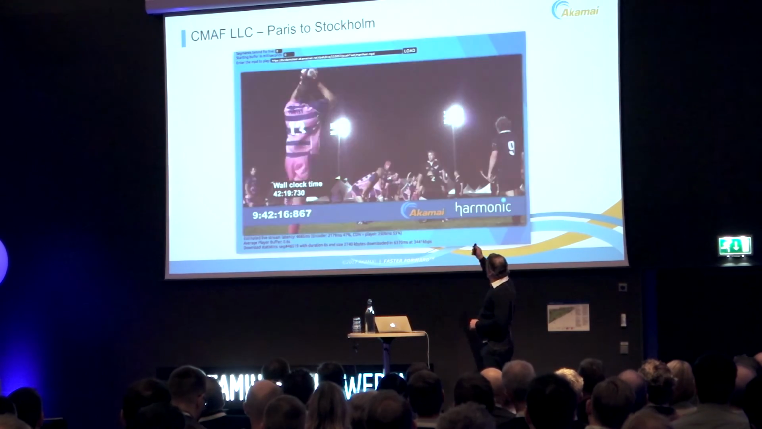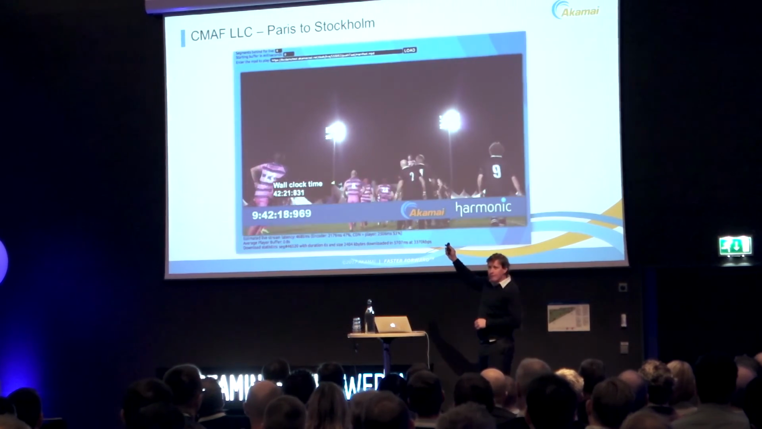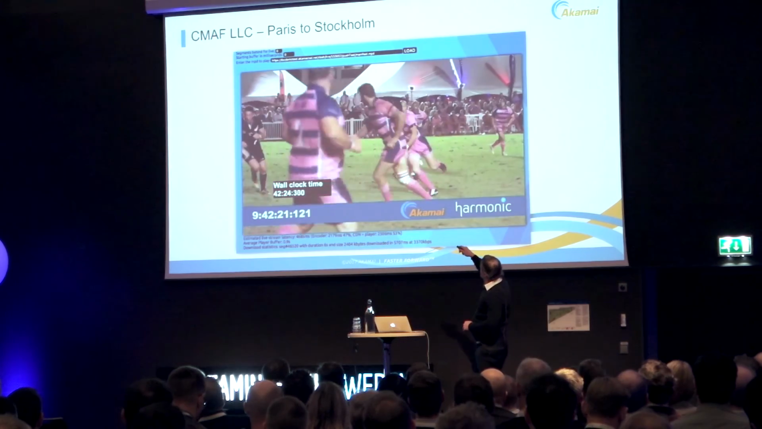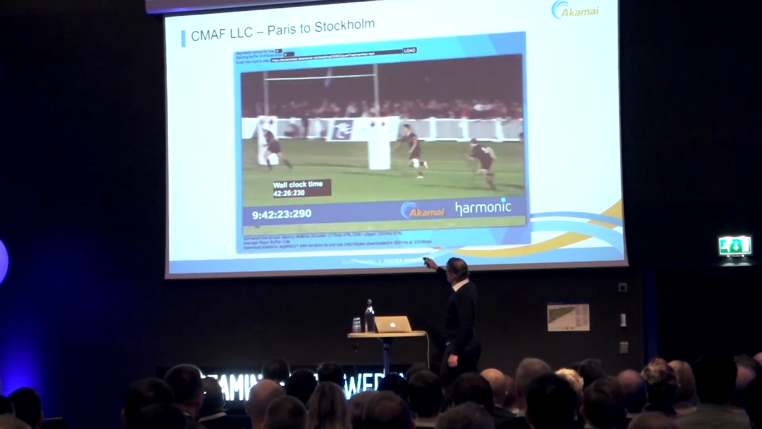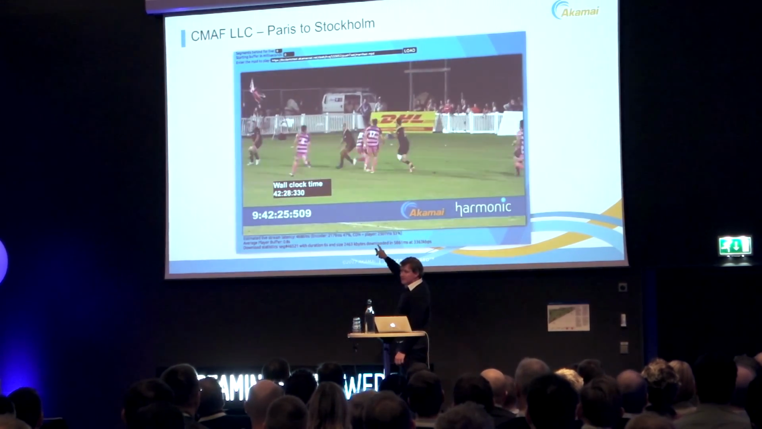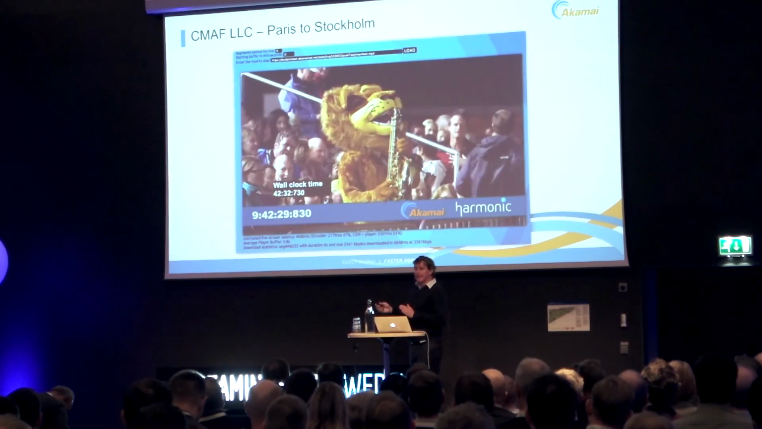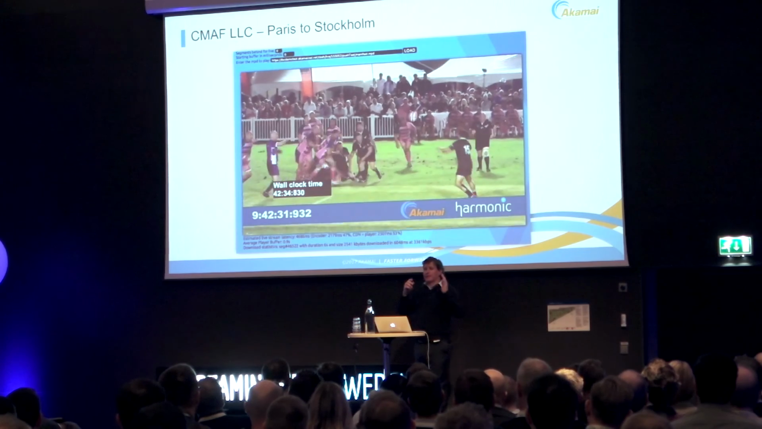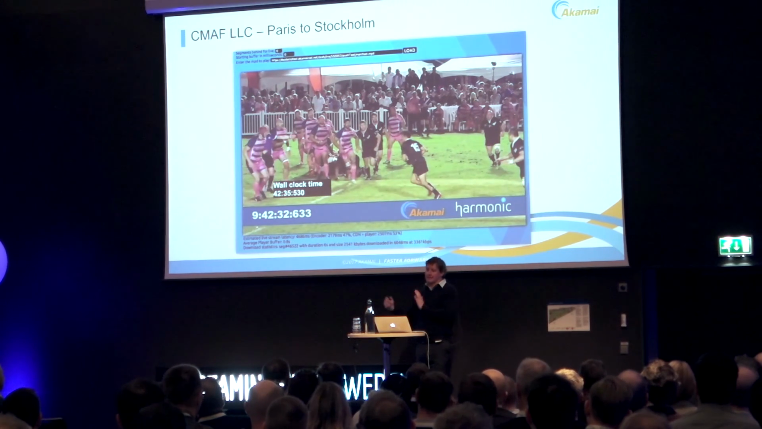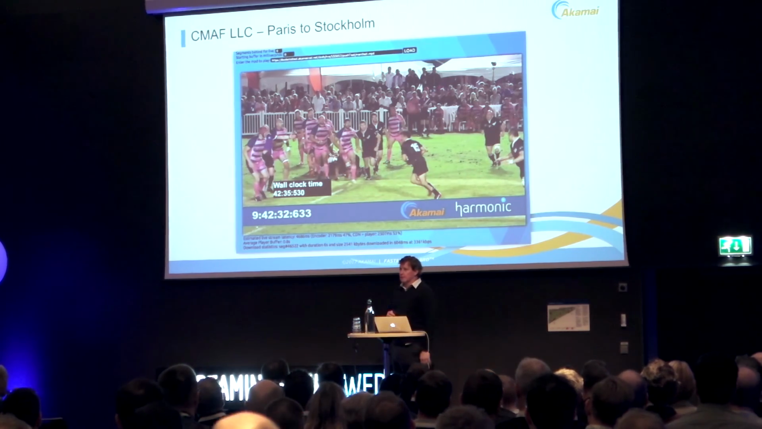Now here we go to the CMAF low latency. So this is an encoder I work with Harmonic. The encoder's running in Paris, and I was playing it back in Stockholm where I recorded this. And you'll see we have about a 3.5 second latency. What's interesting is these are 6-second segments, so our total end-to-end latency is less than our segment duration. So we've decoupled our latency from our segment duration.